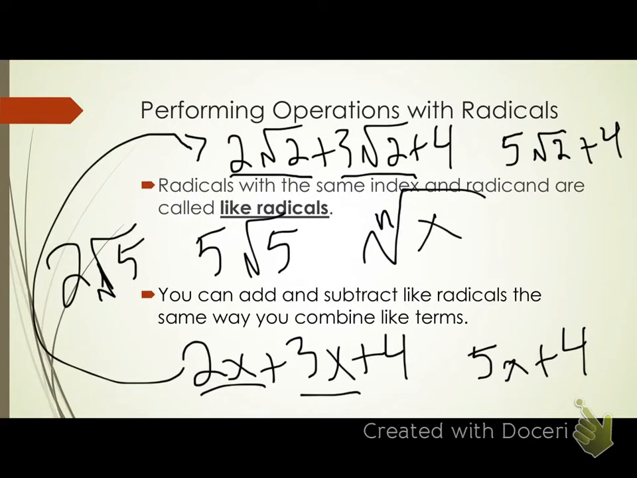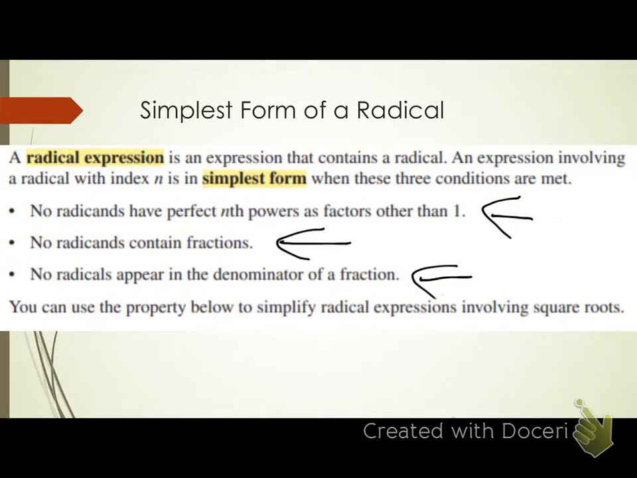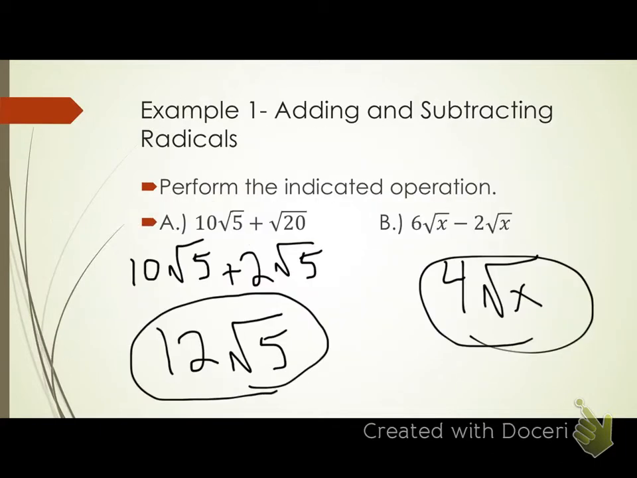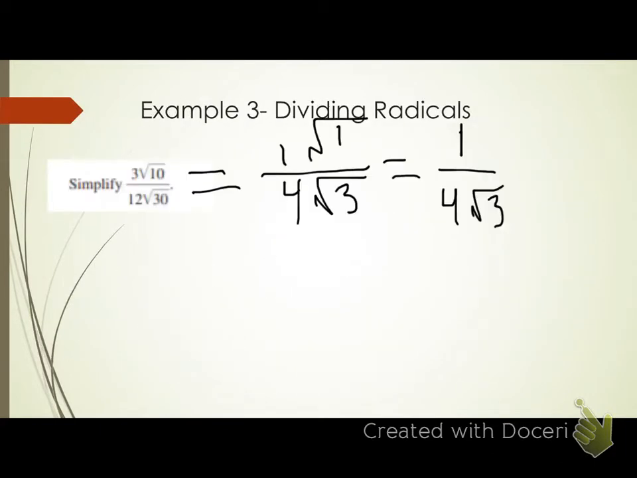If I look back at the simplest form of a radical, we're looking at this bottom point. It says no radicals appear in the denominator of a fraction. So it's not in simplest form because I have a radical in my denominator.